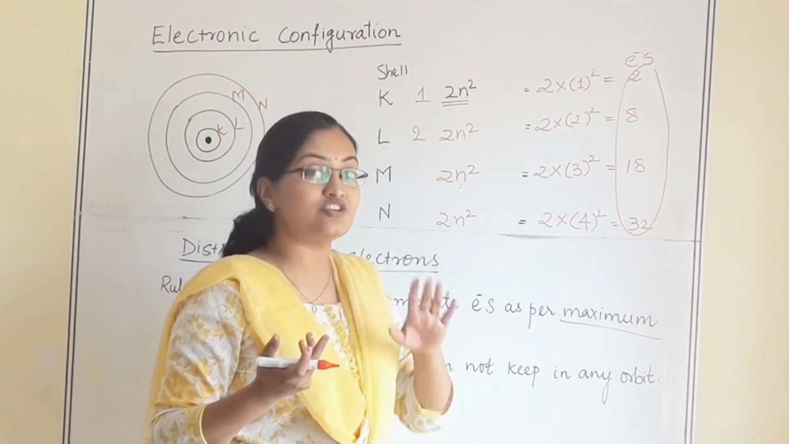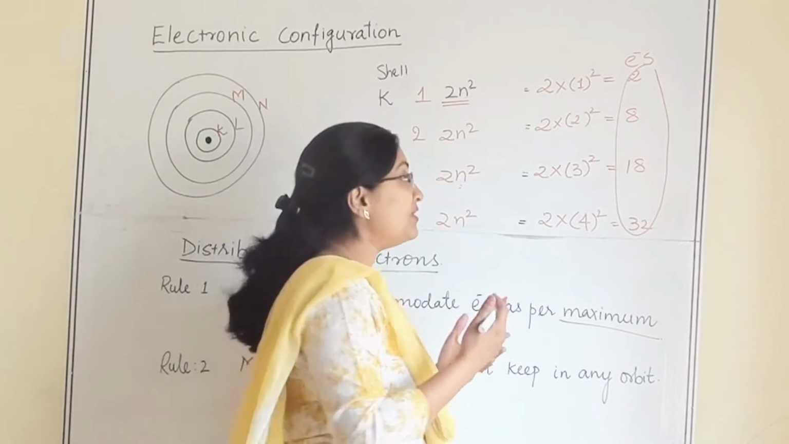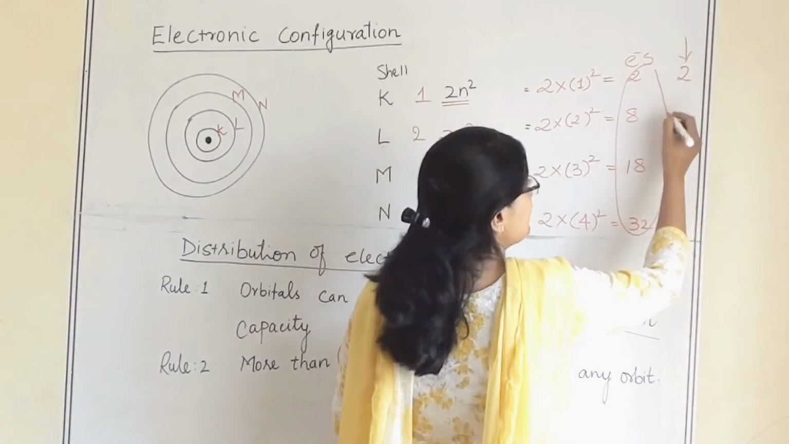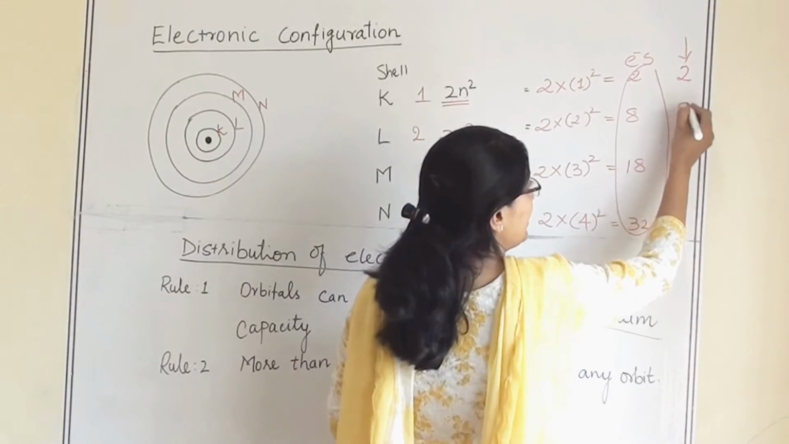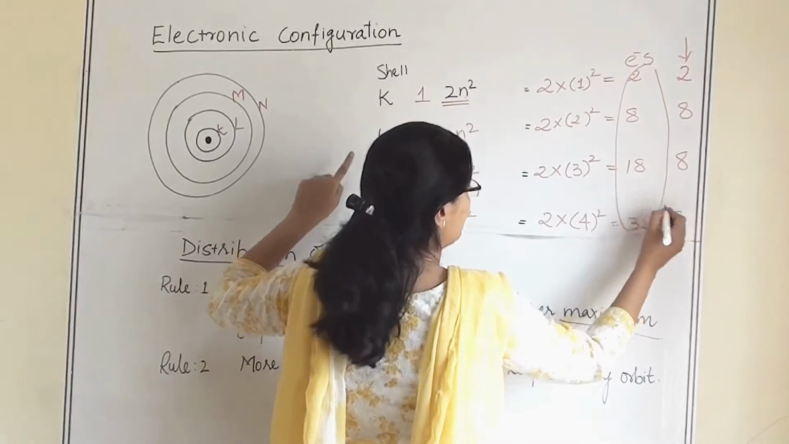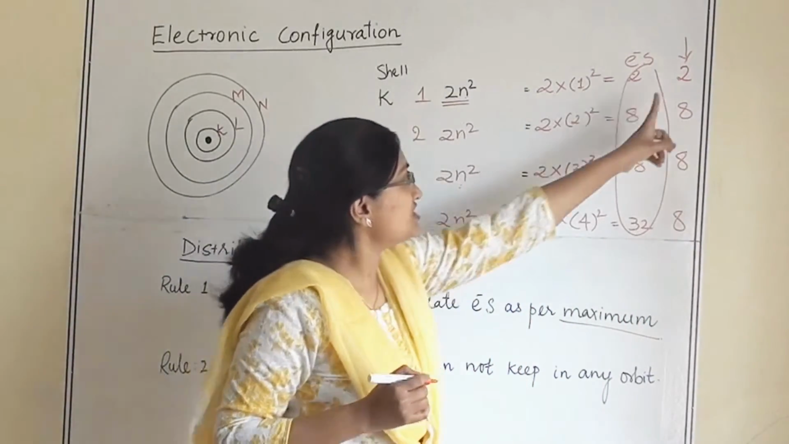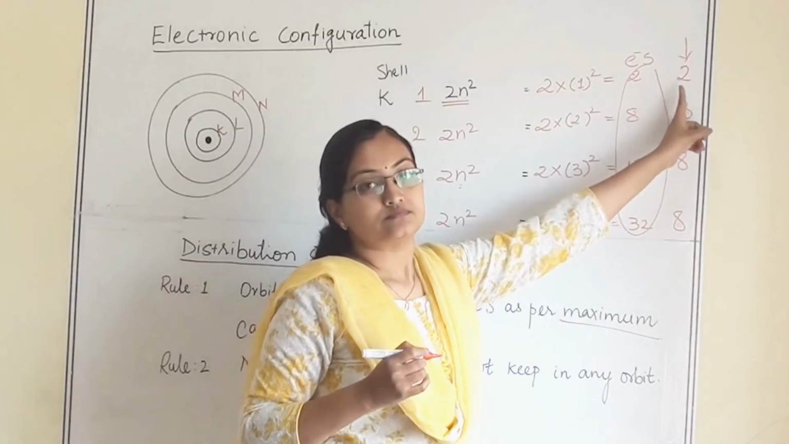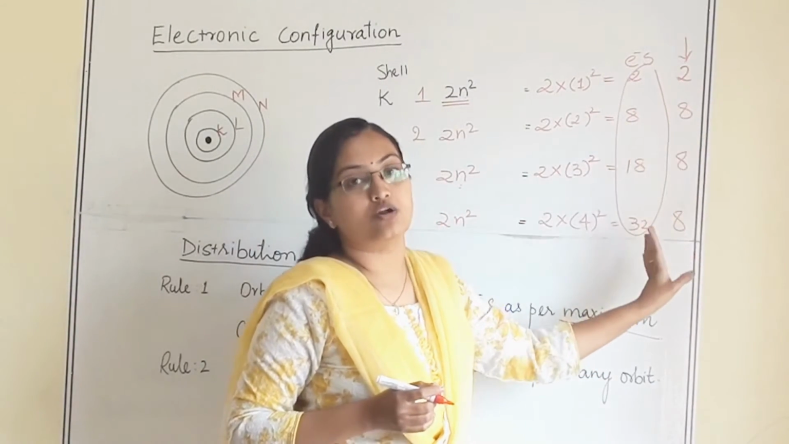So when you are distributing electrons, how many electrons are you going to put in each and every orbit? This is 2 for K, 8 for L, 8 for M and 8 for N. So these are the real capacities of each and every orbit.